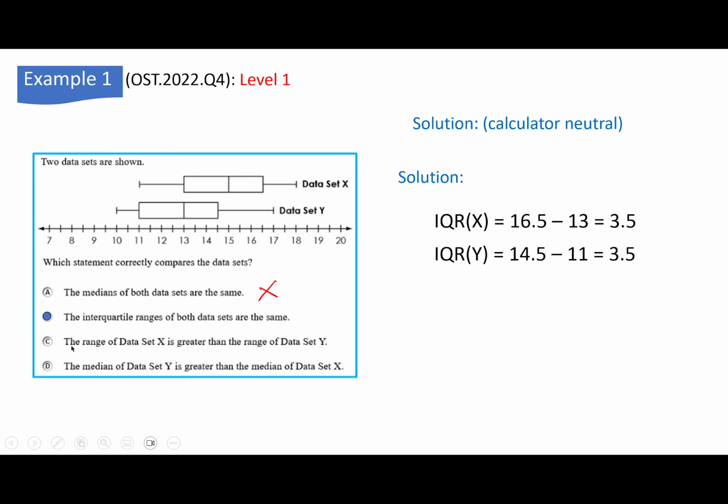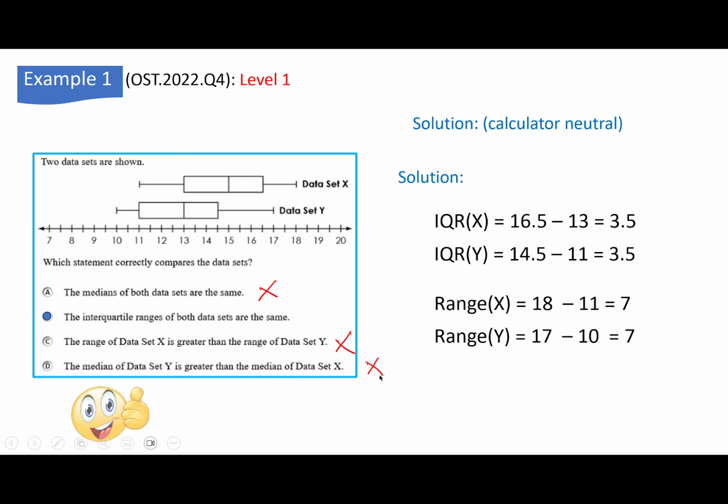Now, if you want to check the other options: the range of data set X is greater than the range of data set Y. The range of data set X is 18 minus 11, which is 7. For Y, it is 17 minus 10, which is 7. They're the same, so that's not correct either. Cross this out. Now the last one, the median of data set Y is greater than the median of data set X. Is this one greater than this? No. So you cross that out too.